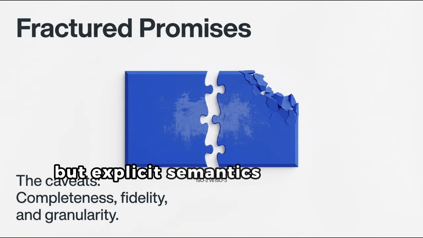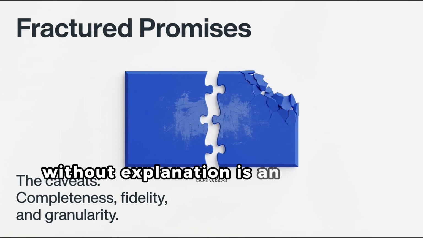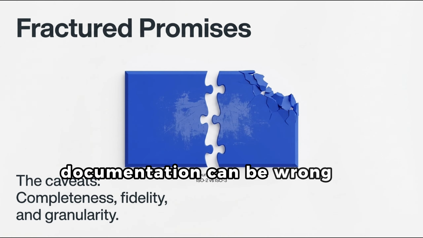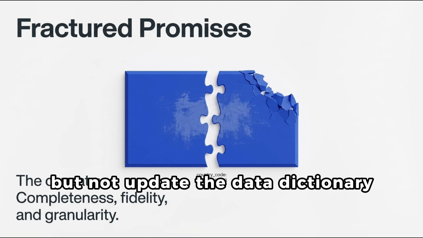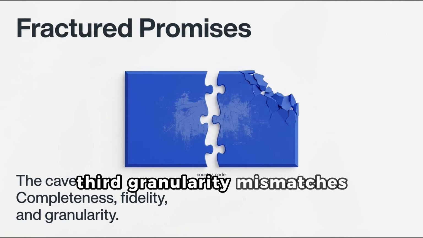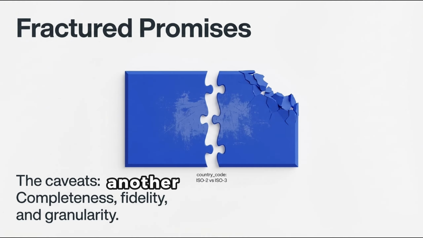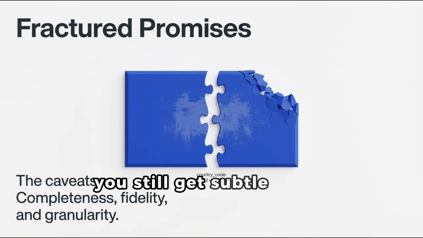But explicit semantics come with caveats. First, completeness. Many datasets are underdocumented. A field labeled score without explanation is an invitation for error. Second, fidelity. Documentation can be wrong or stale. Someone may rename a column but not update the data dictionary. Third, granularity mismatches. One system's country code might be ISO 2, another might be ISO 3, or a local abbreviation. If explicit semantics disagree across teams, you still get subtle errors.